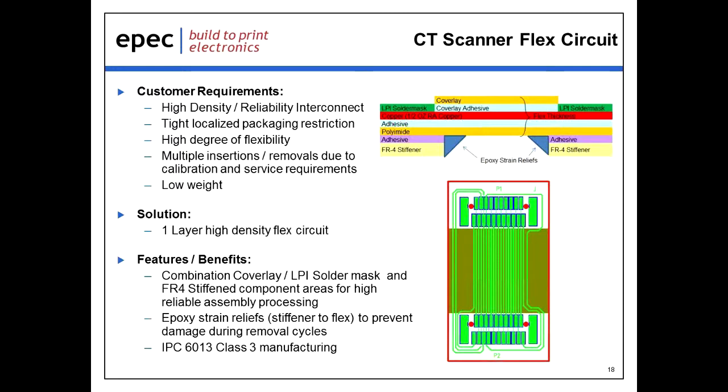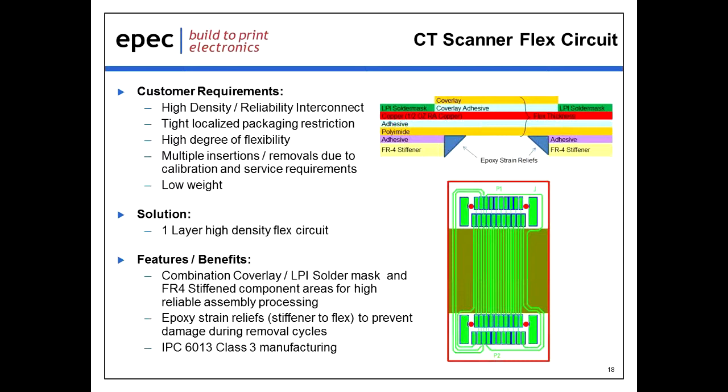The second case study is a little bit more of a straightforward solution, but still had some intricacies to it. And this was a flex circuit that was used within a CT scanner to affect a very tight interconnect requirement between adjacent printed circuit boards within their design that were oriented at a 90-degree angle to one another.